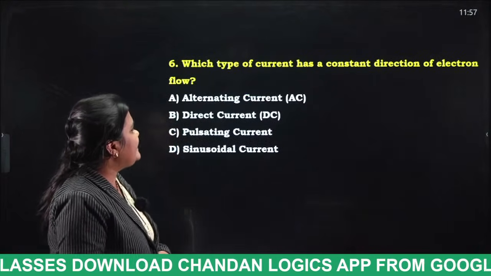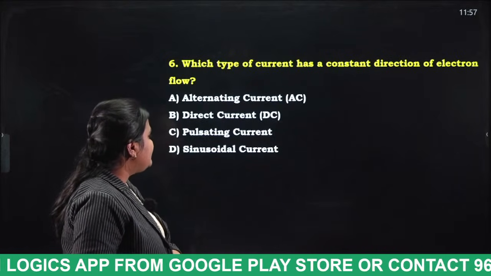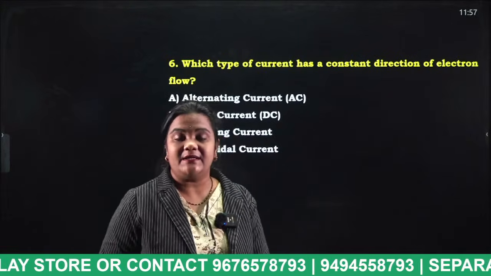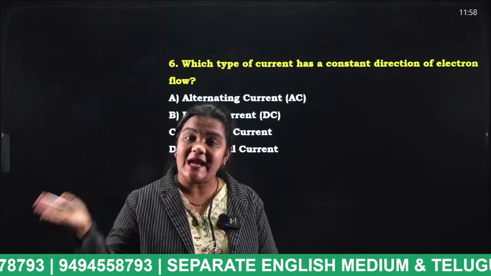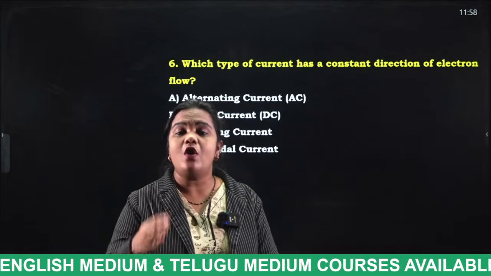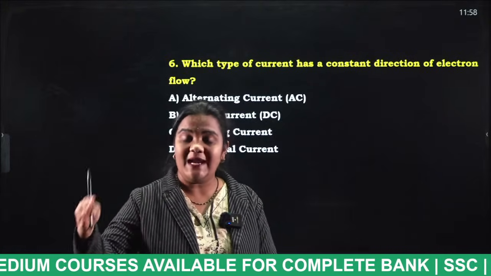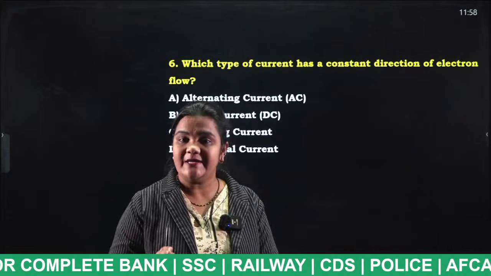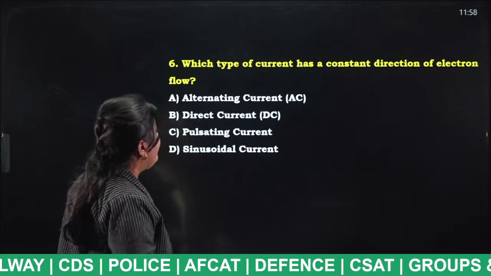Which type of current has a constant direction of electron flow? Alternating current, direct current, pulsating current, sinusoidal current. I have told you already. We have two types of current: static electricity and current electricity. Current electricity is again classified into DC and AC. DC is nothing but the flow of electrons takes place in a single direction. And if the flow of electrons takes place in a bidirectional or different direction, we say it is what, students? AC current. Now tell me the answer for this question. Very good. Okay.